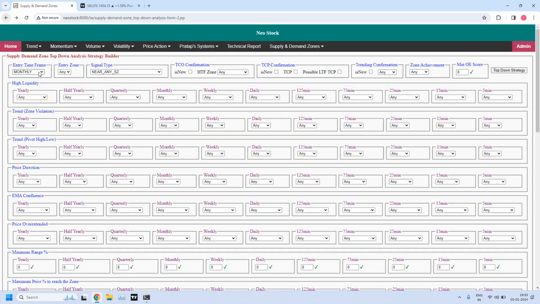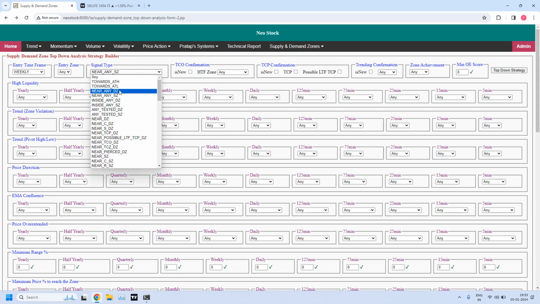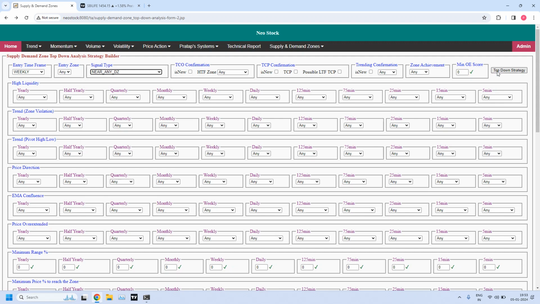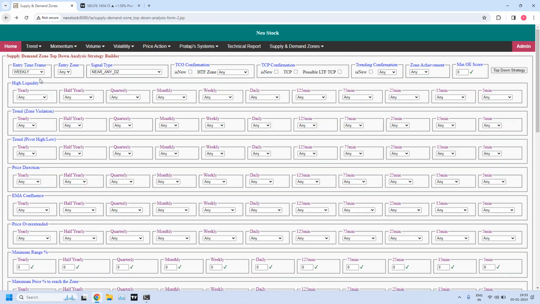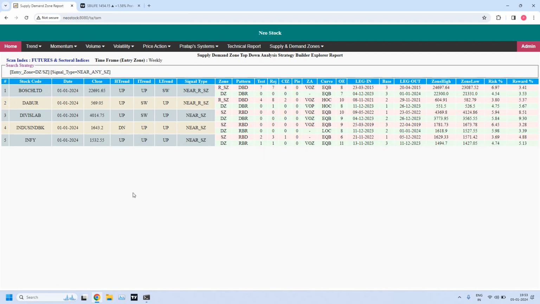Let's go back. Let us change the time frame to weekly, because today is also end of the week. So let us find the stocks near weekly demand zone. So 2 stocks are filtered near weekly demand zone. Let's go back. For weekly time frame, let us find the stocks near weekly supply zone. 5 stocks are filtered near weekly supply zone.